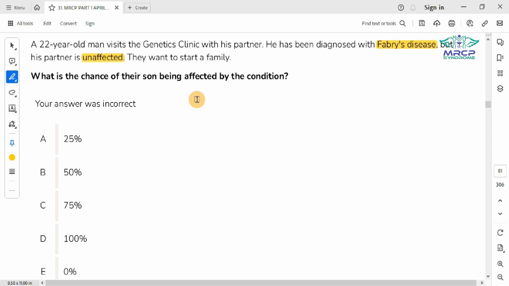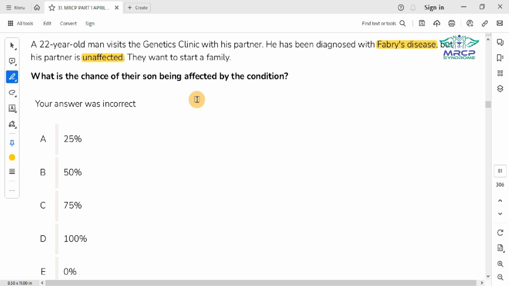So this is Fabry's disease. The mode of inheritance is X-linked recessive. That means the defective gene is located on the X chromosome. If we consider the son's inheritance from his father, the male will have XY. So they will inherit the X chromosome from their mother and the Y chromosome from their father. In this case, the father has Fabry's disease, meaning he carries the defective gene on the X chromosome.